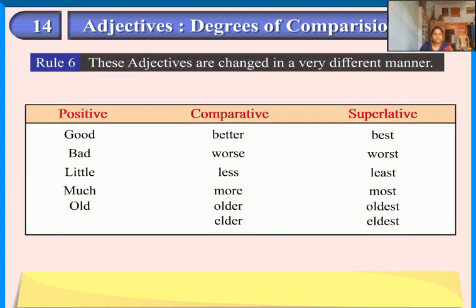Rule 6. These adjectives are changed in a very different manner. Good, better, best. Bad, worse, worst. Little, less, least. Much, more, most. Old, older, oldest. Old, elder, eldest.